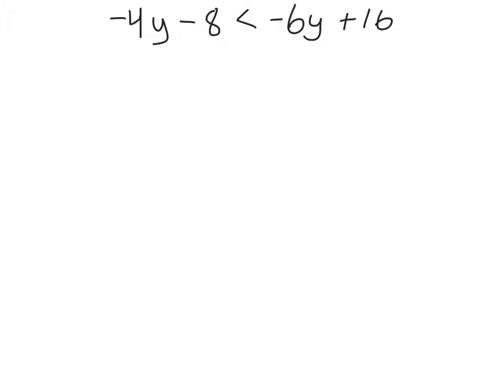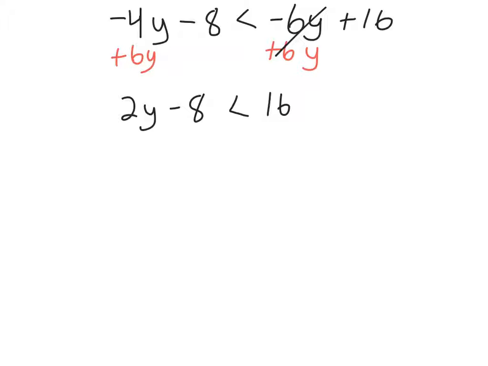In order to do that, I'm going to add 6y to both sides. Negative 6y, so add 6y. That way, the 6y's cancel out. So I have 2y minus 8 is less than 16. Okay, so now this is a two-step inequality at this point.